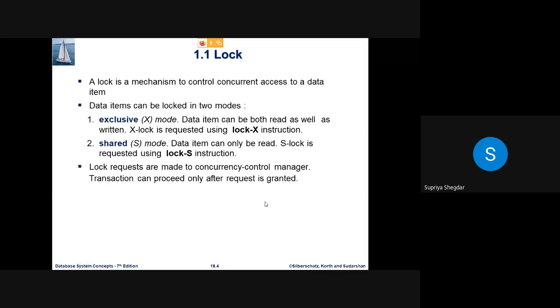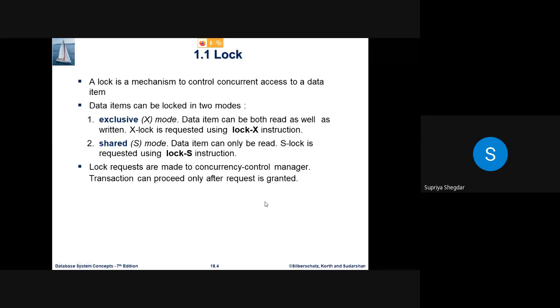Okay. This lock mechanism is used to control the concurrent access to the data item. So how is the lock system used to control the data items? Whenever any transaction wants to execute any kind of operation, in that operation the transaction uses some data items. We have seen what a data item is. That data item is nothing but any variable. Every transaction uses different variables.